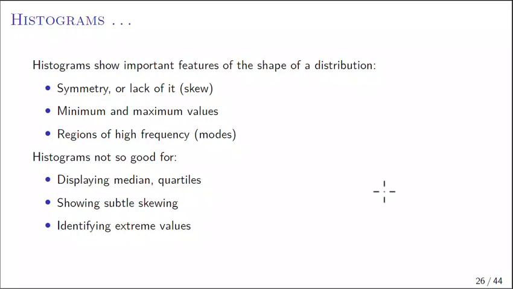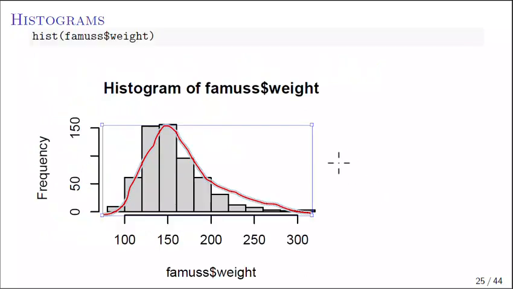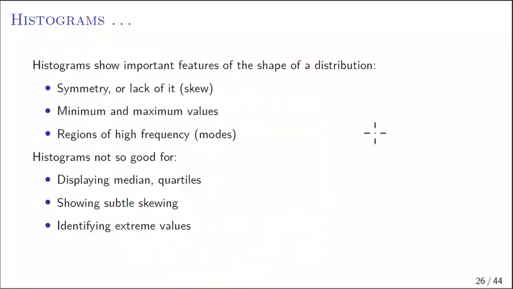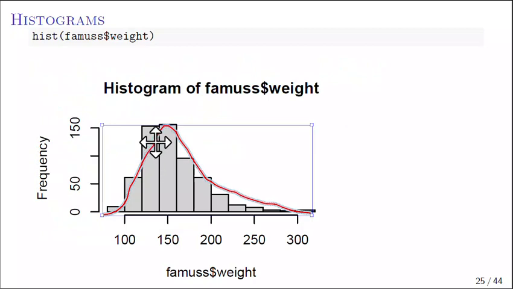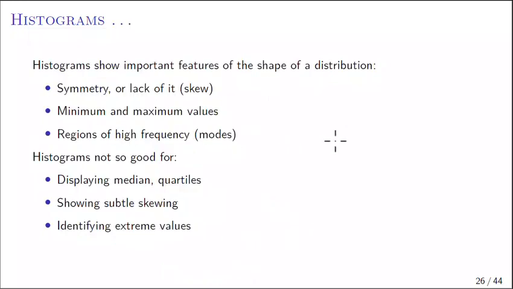It tells us the minimum and the maximum values. You can see from here, the minimum could be 90 and the maximum could be 400. At least it gives us a range. And the regions of high frequencies, that's what I mean by mode, like these two bars. A histogram is not good for what? Displaying the median and the quartiles, the center or the spread.